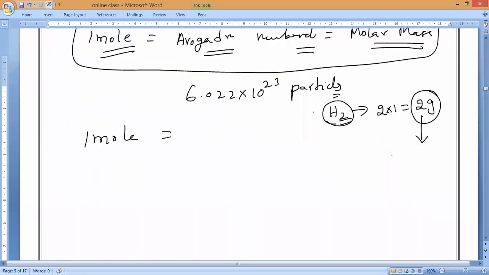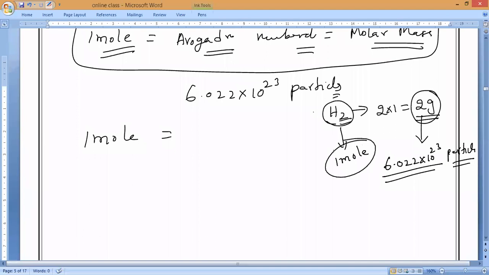Shruti, how many molecules will be there? It contains Avogadro number of molecules. Yes or no? That is what we have studied. So 2 grams of hydrogen contains Avogadro number of particles, which is equal to 1 mole. Is it yes or no, guys? 1 mole. Yes, that is.